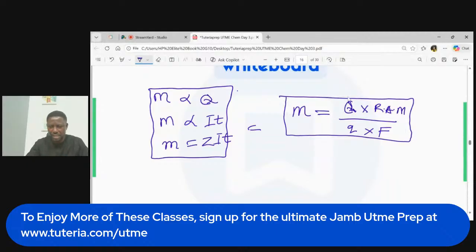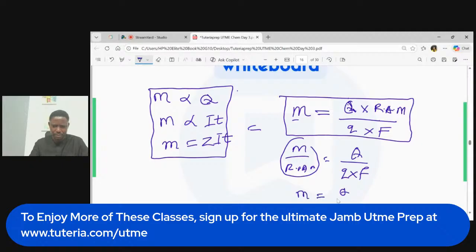So that means this Q shows what quantity of electricity is used to deposit this Faraday. Let me now just try to play with this. If I divide M by relative atomic mass, I get mole. That is M divided by relative atomic mass is going to be Q over the small q, that is the charge, times Faraday. So mass over molar mass, you already know, is mole, equals Q over small q times F.